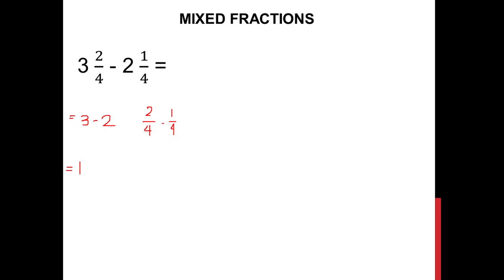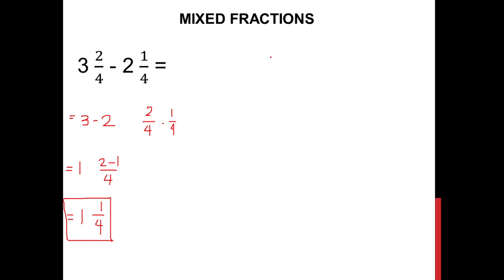We have here similar fractions. So we just have to copy the denominator and then subtract the numerators. So we have here 2 minus 1, that's 1 over 4. There, you have your answer. 1 and 1/4.